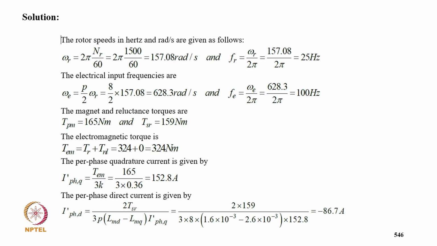So the rotary speeds in hertz and seconds are omega equal to 2 pi NR upon 60, 157.08 radian per second, FR equal to omega upon 2 pi, that is 25 hertz. The electrical input frequency omega equal to P by 2 omega, so 628.3, and F equal to 100 hertz. Magnet and reluctance torque, T PM is 165 and TSR is 159. Electromagnetic torque is TM equal to TR plus TNL, so 324. The per phase quadrature axis current IQ equal to TM upon 3K, that is 152.8, and then per phase direct axis current ID equal to 2 TSR upon 3 (LMD minus LMQ) upon IQ, it comes to minus 86.7 ampere.